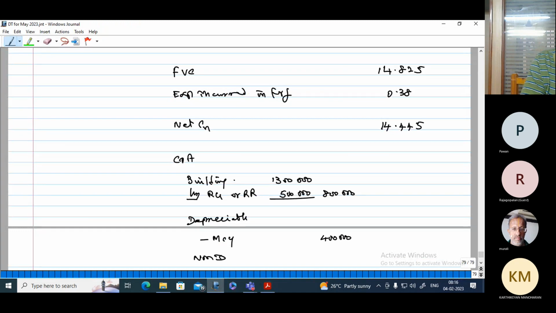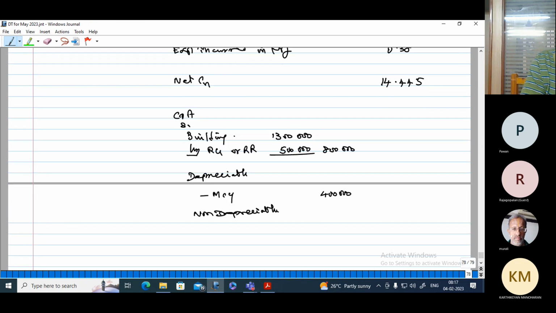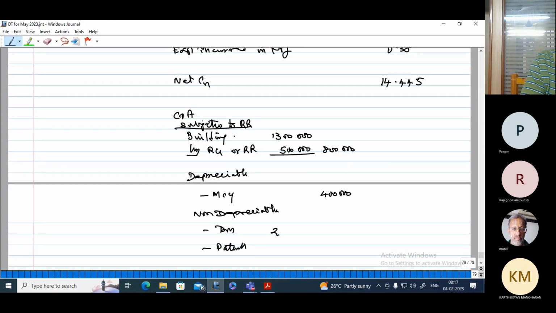Then non-depreciable. The first one is subjected to revaluation reserve. Depreciable and non-depreciable, under that patent, that is debtors and patents. Debtors 2 lakhs, 2 lakh 50,000, 4 lakh 50,000, 16 lakhs 50,000.